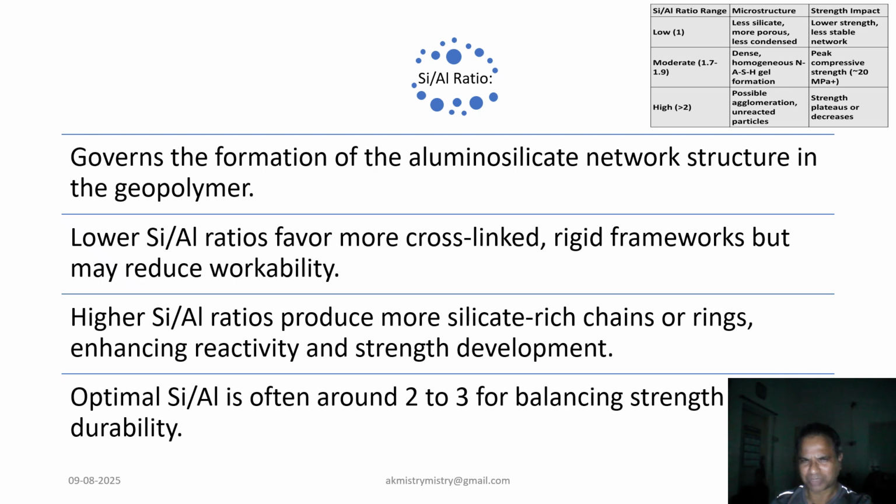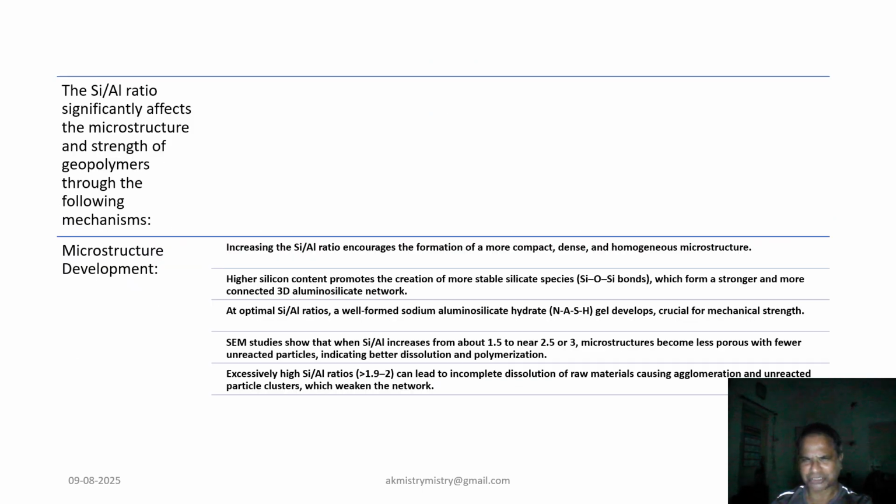And now coming to the microstructural impact, where we can see that when we increase silica alumina ratio, the material becomes denser and stronger. It forms a tight network that improves durability. But too much silicon can cause problems like poor mixing and weak spots.